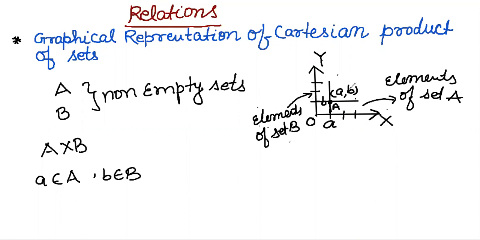This is the way we mark points corresponding to each ordered pair in A cross B. So this is the way to represent Cartesian product of sets by using graphical representation. So one more example I'm going to take so that it will be very clear.